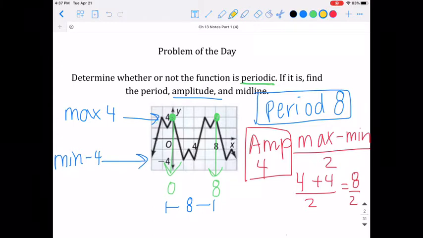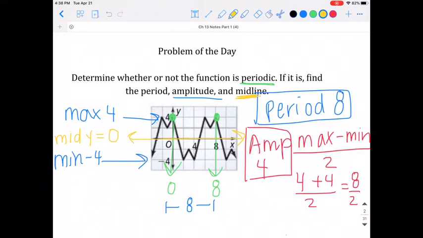The midline is directly in between our maximum and our minimum. So in this case of this graph, our midline is going to be at y equals 0. Remember, it's an equation of a line, so you have to have y equals 0. That represents your horizontal line.